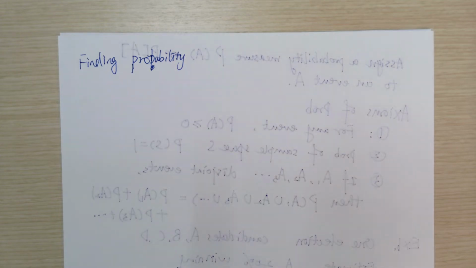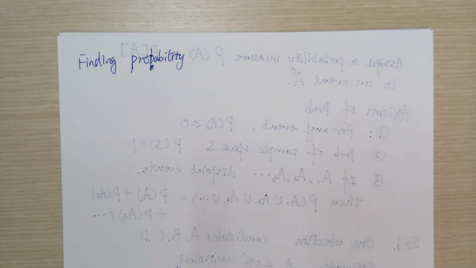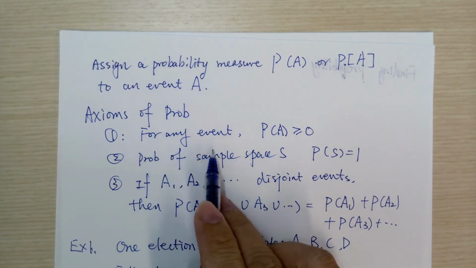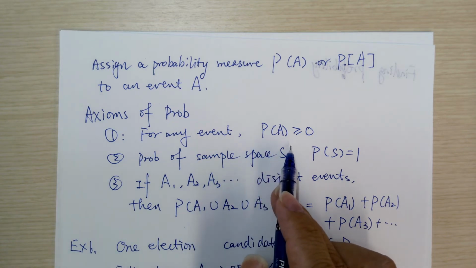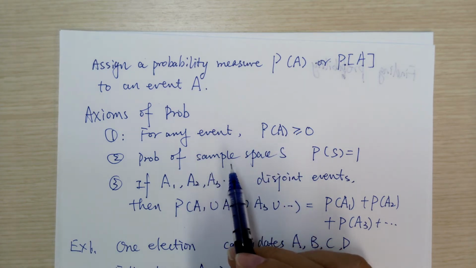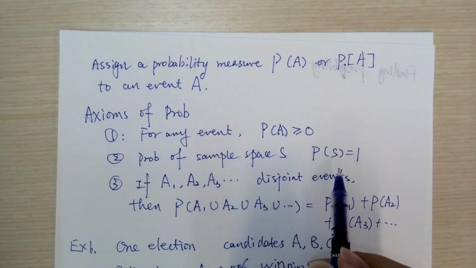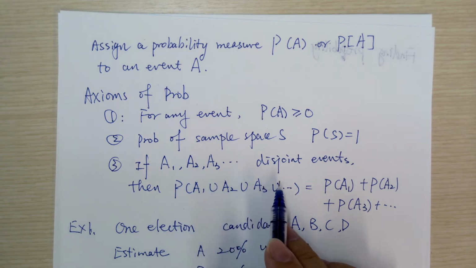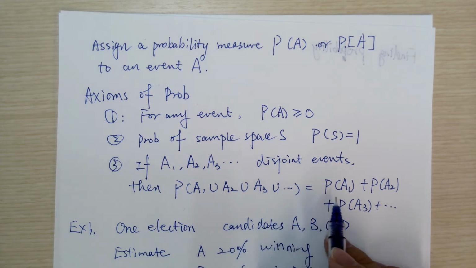So to start with, there are a few facts based on the axioms of probability. If you remember the axioms of probability, which I recorded last time: for any event, the probability is greater than or equal to 0. The probability of the sample space is always equal to 1. And if A1, A2, and so on are disjoint events, then the probability of the union equals the sum of the probabilities of each.